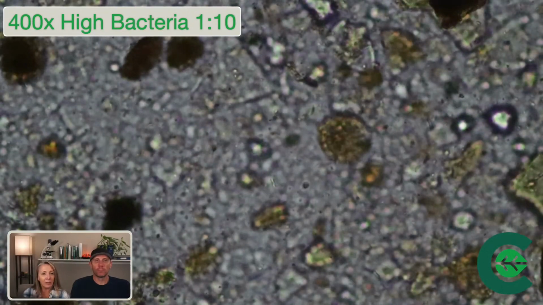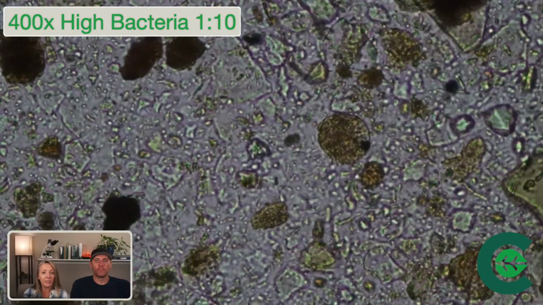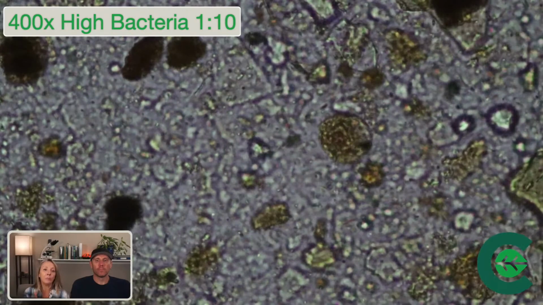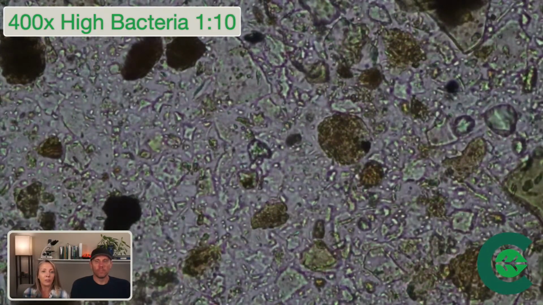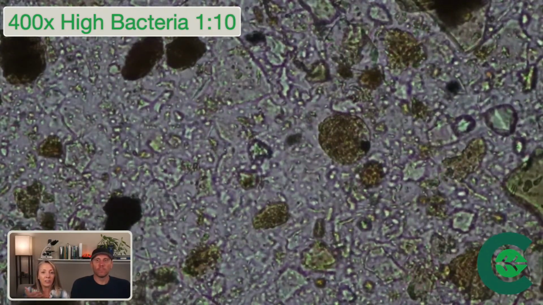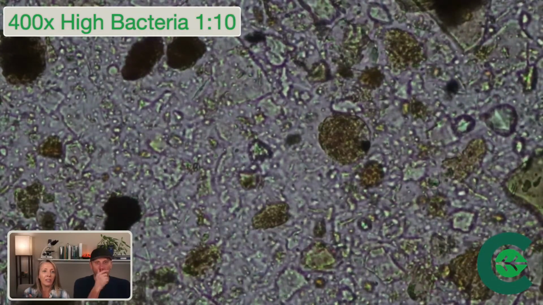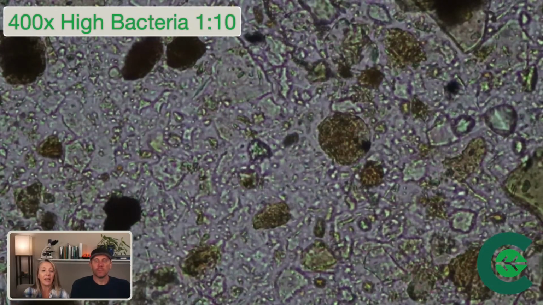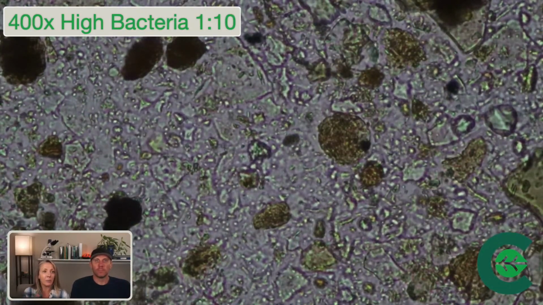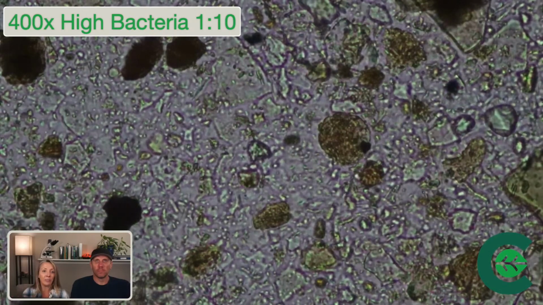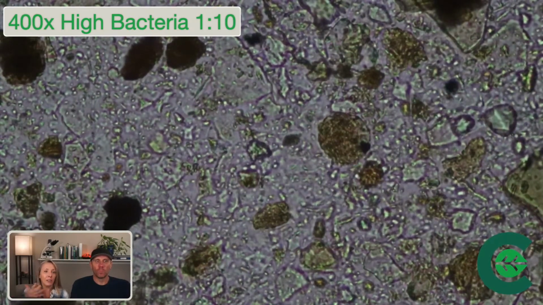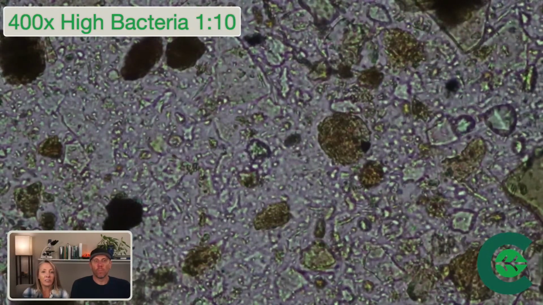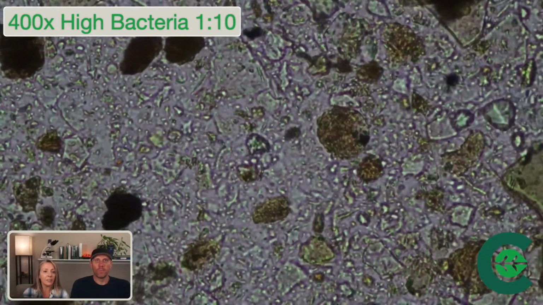As I come down to the bottom of the sample here, you can see there's lots of space. There's a lot more space in between all of these minerals and organic matter. So I can start to see things moving around in here, and I would much better be able to see whether or not I have flagellates moving about, or any amoebas, or anything else in the soil that I would need to see. There's not a whole lot going on in this particular sample.